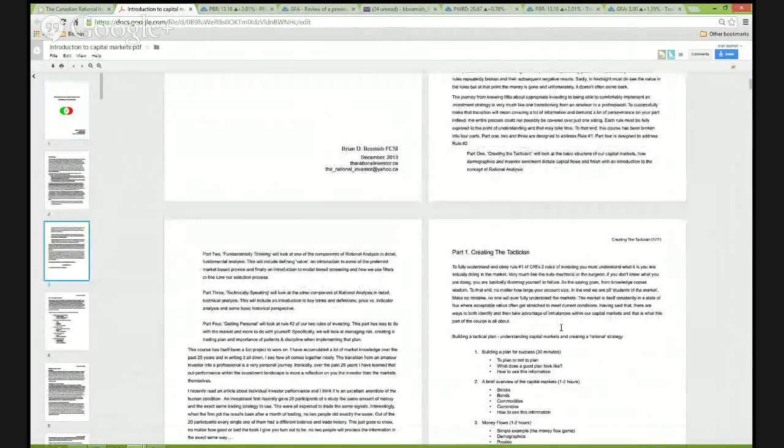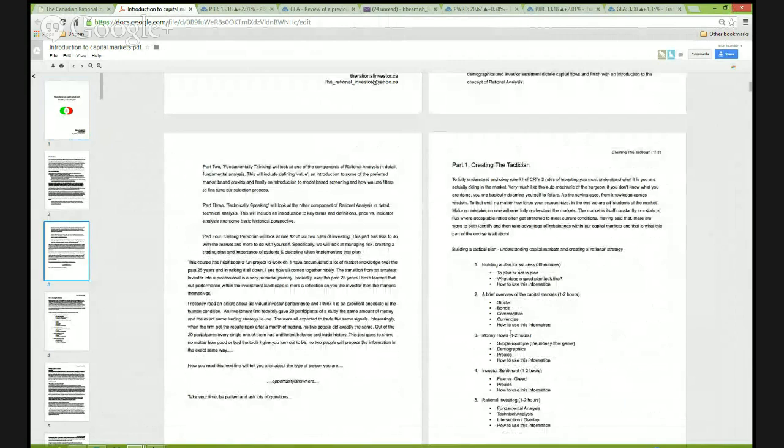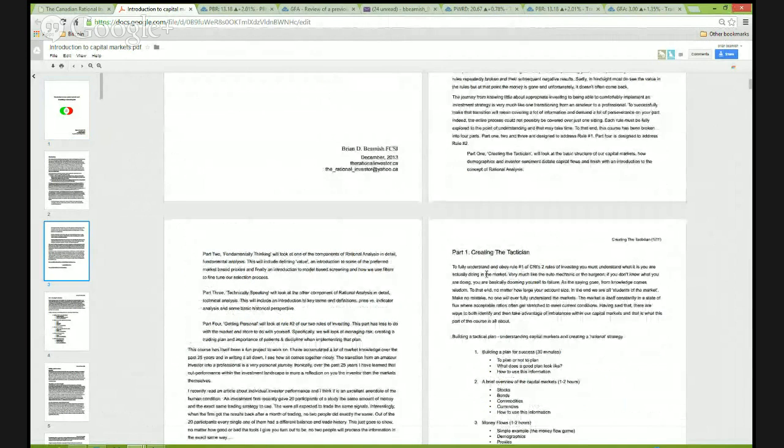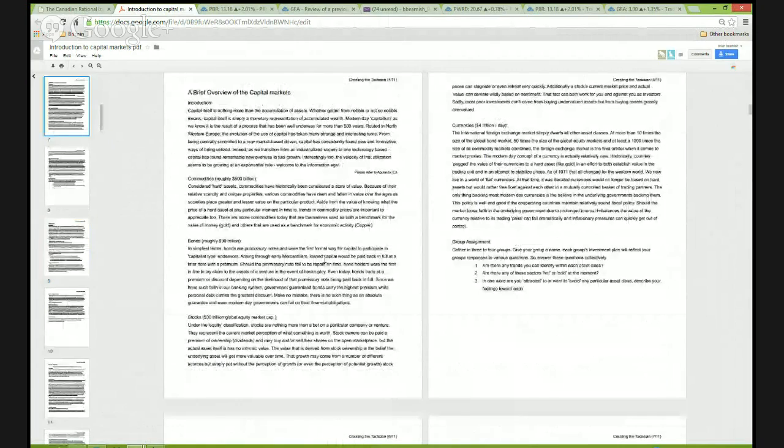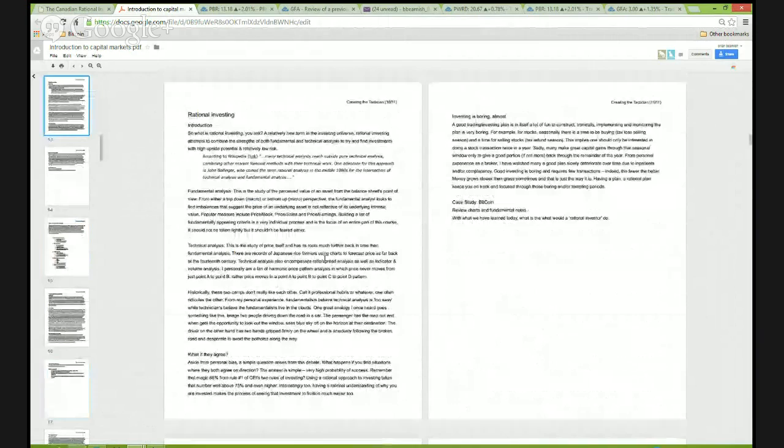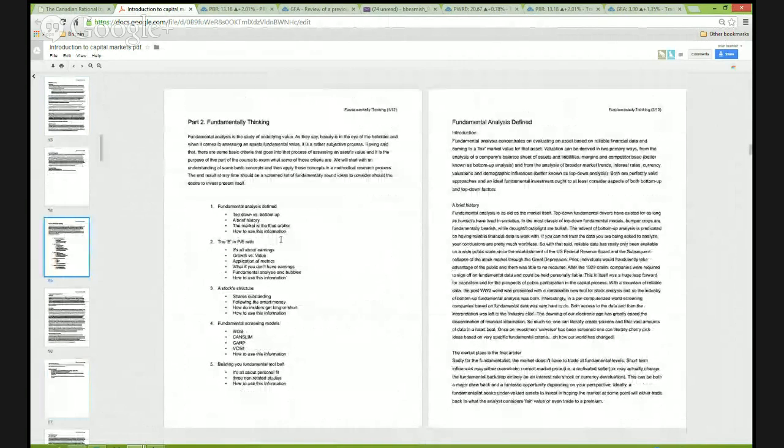There's creating the tactician, trying to figure out what your strategic plan is, what markets look like, how money flows work, investor sentiment, and then combining it all into the concept of rational investing. Part 2 looks specifically at fundamental analysis. So, that's talking about the structure of companies, top down versus bottom up. Talk a little bit about the history of fundamental analysis. We get into what fundamental analysis really is, looking at growth versus value, and how different investors approach the marketplace.